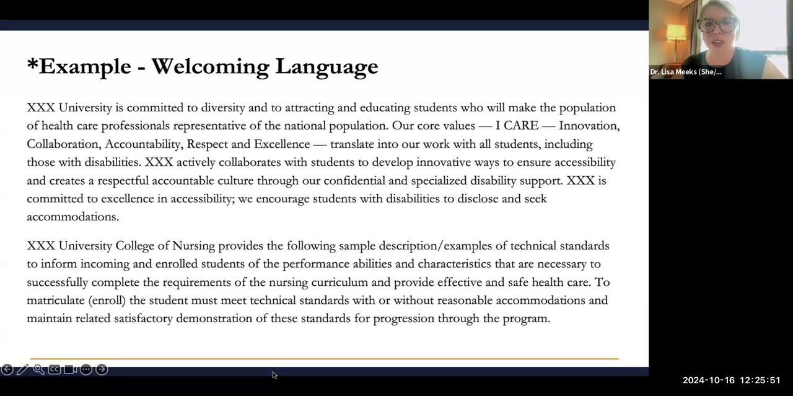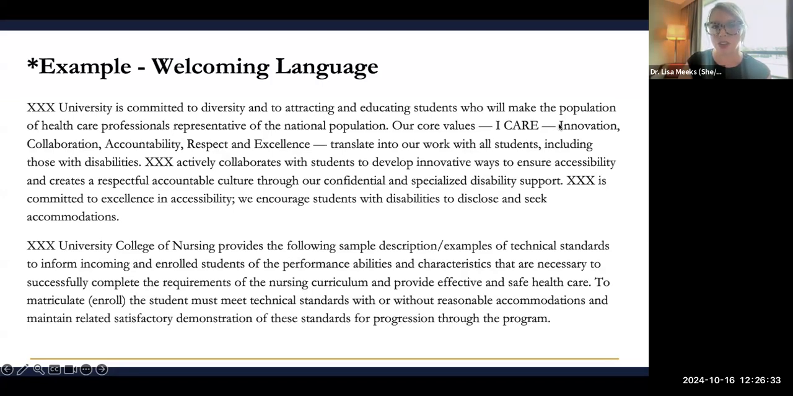Blank University is committed to diversity and to attracting and educating students who will make the population of healthcare professionals representative of the national population. Our core values, I care, innovation, collaboration, accountability, respect, and excellence, translate into our work with all students, including those with disabilities. X University actively collaborates with students to develop innovative ways to ensure accessibility and creates a respectful, accountable culture through our confidential and specialized disability support. X is committed to excellence in accessibility, and we encourage students with disabilities to disclose and seek accommodations.